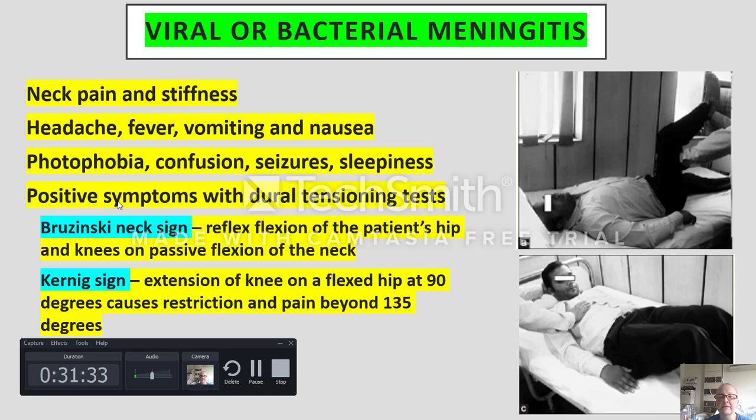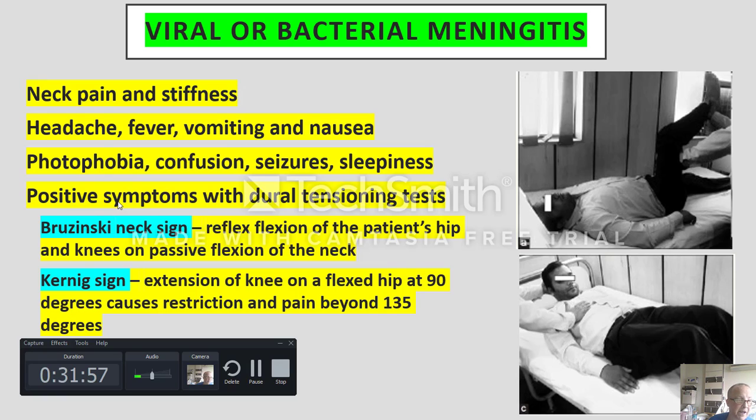Viral or bacterial meningitis. With viral or bacterial meningitis, you're going to have neck pain and stiffness, headache, fever, vomiting and nausea, photophobia, confusion, seizures, and sleepiness. Positive symptoms with dural tensioning test.